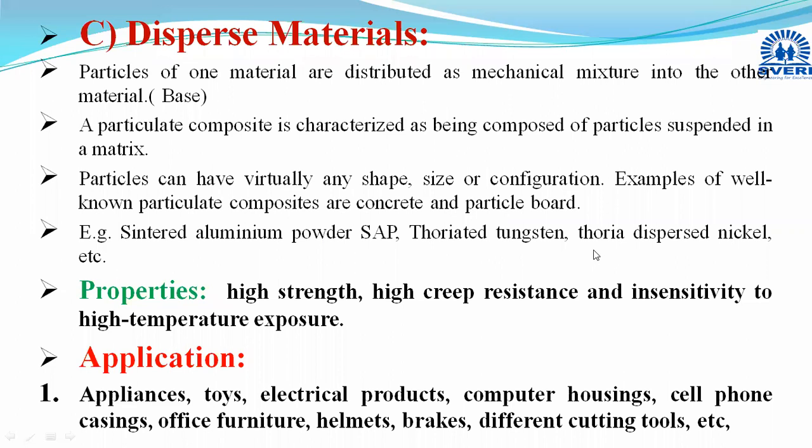Then the third example, thoria dispersed nickel. In this, nickel will be the base metal or base material, and in this nickel, thorium dioxide is introduced as a particulate material, or its particles are introduced.